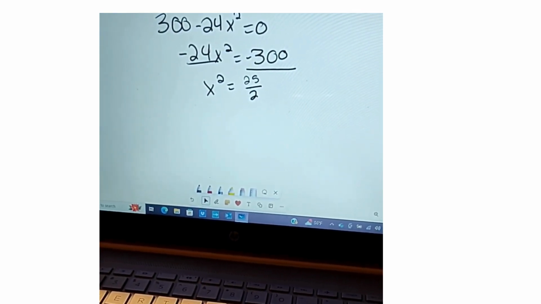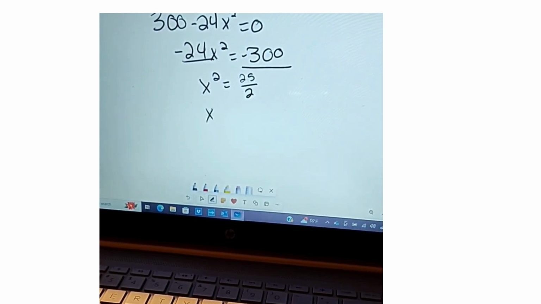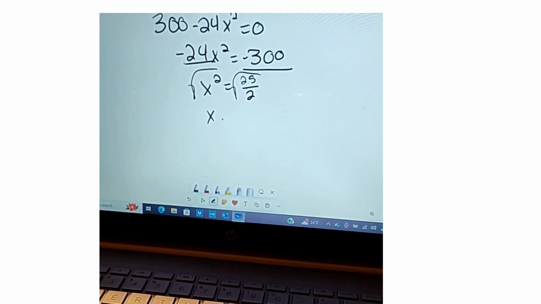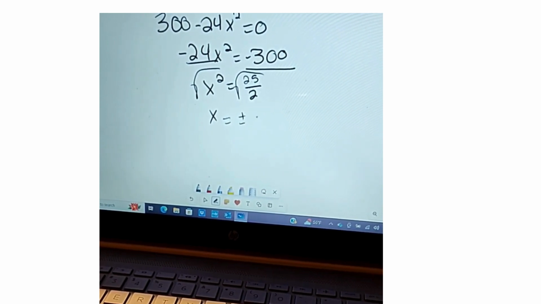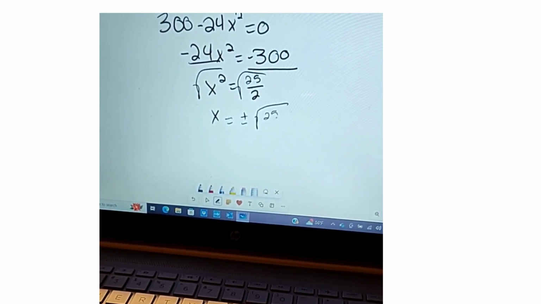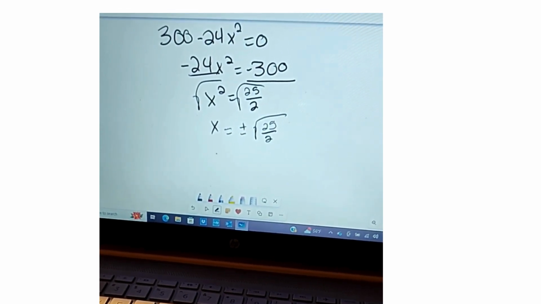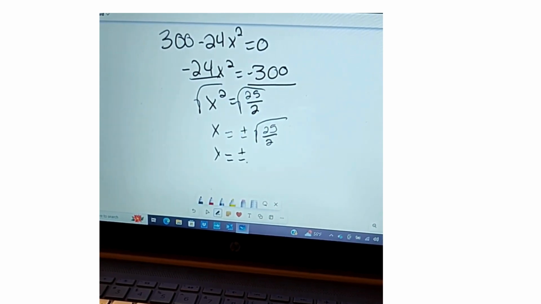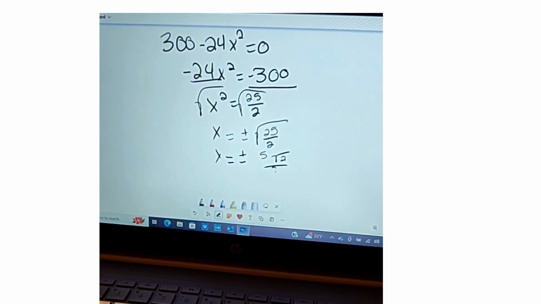Okay. Now we have the power up here. So we want to do how we've been doing, square root of them. So then we're going to have plus or minus square root of 25 over 2. Which we can also simplify to x is equal to plus or minus 5 square root of 2 over 2.